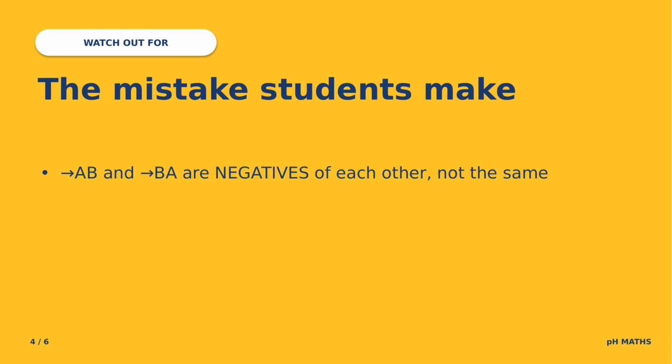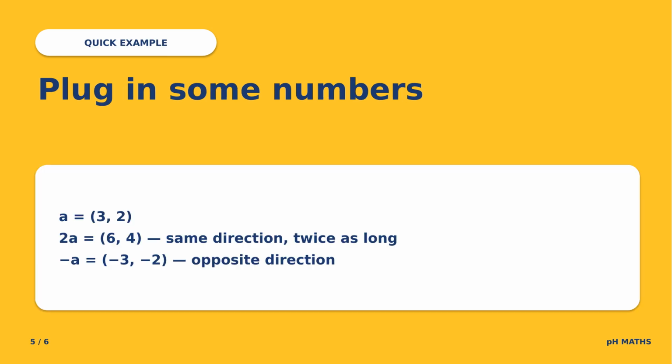Key insight: two vectors are parallel if one is a scalar multiple of the other. So A parallel to B means A equals k times B for some number k. If k is positive, they point the same way. If k is negative, opposite ways. To check parallelism, divide corresponding components. Same ratio means parallel.